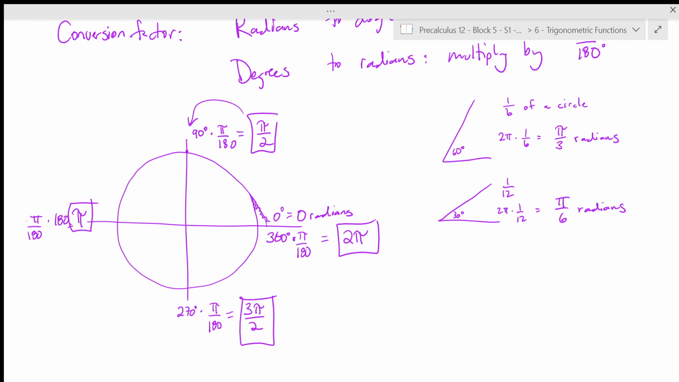And then my other special triangle angle that we'll be using a lot is 45 degrees. So that is 1/8 of a circle. And so 1/8 times 2 pi is going to give me pi over 4 radians. So we will be using pi over 2, pi over 3, pi over 6, pi over 4. Those are radian measures that you're going to see popping up quite frequently. And in today's in-class questions, we're going to be taking a look at how radian measure can sometimes be more convenient for things like finding the length of an arc rather than using degrees.